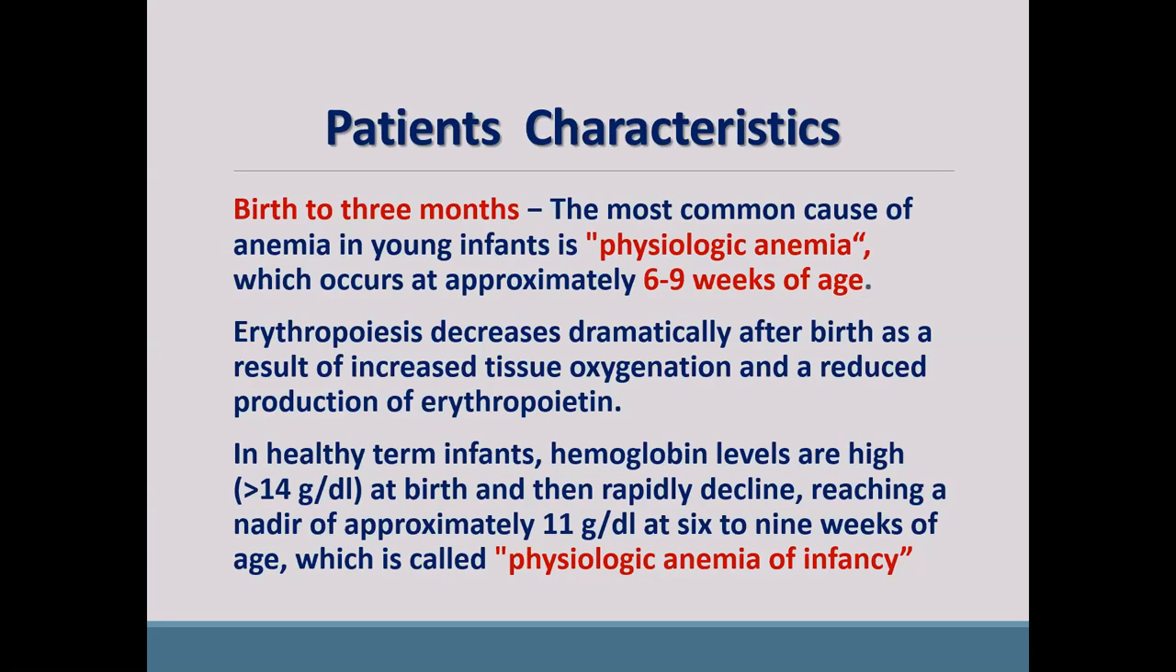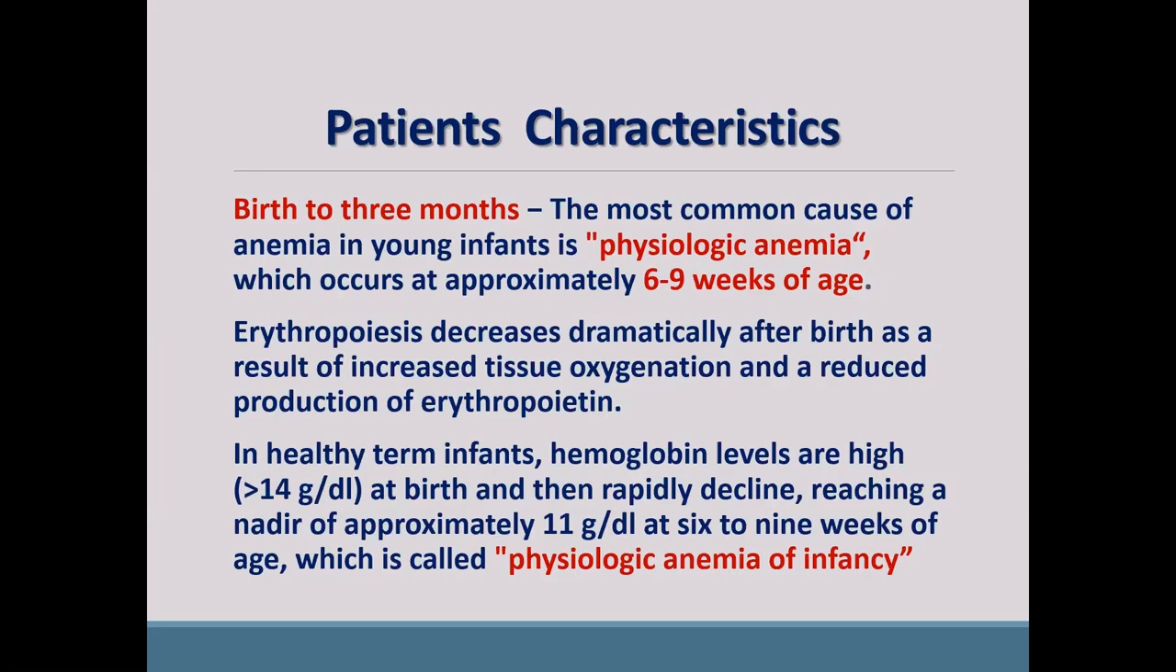In utero, the oxygen tension is low, about 65%. That's why the fetus has a high level of hemoglobin to deliver more oxygen to the tissue. But after birth, with expansion of the lung and rise in oxygen saturation to 100%, this will lead to a decrease in erythropoiesis and a subsequent drop in hemoglobin and decreased production of erythropoietin.